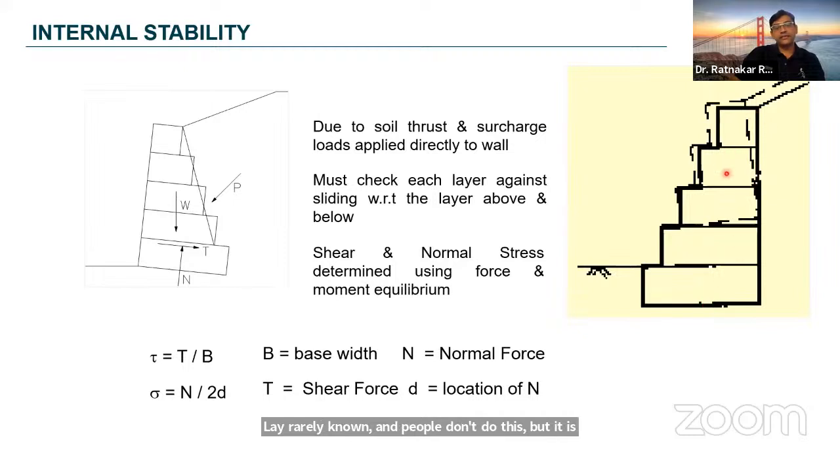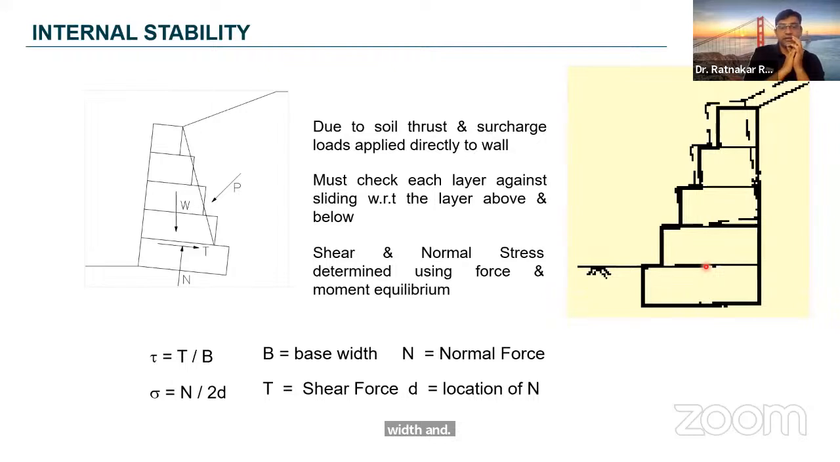What is internal stability? At each layer of Gabion, you need to check basically compression and shear based on the forces coming on that. For that, of course, you need to understand the behavior of the Gabion under compression, behavior of Gabion under shear, and how the mesh and stone fill interact together and how you model it. Basically, for shear force, you calculate the T by V, where V is the width and force, and the compressive stress is N by 2D, where N is your normal force and D is the location.